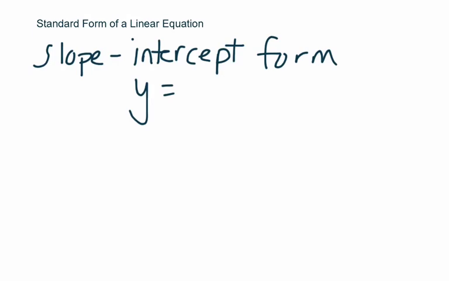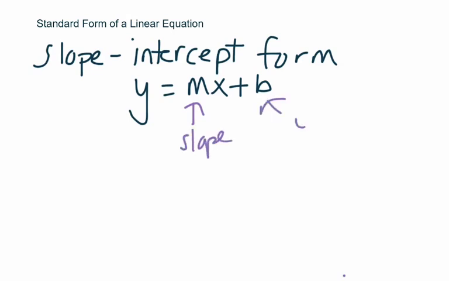Slope-intercept form, which is also known as y equals mx plus b, because the m is the slope and the b value is the y-intercept. And I usually call this like everybody's favorite form of the equation for a line. It's just a really nice and convenient and fairly simple form to work with.